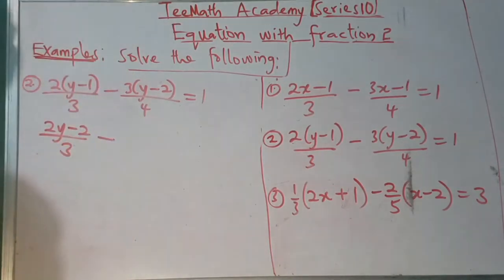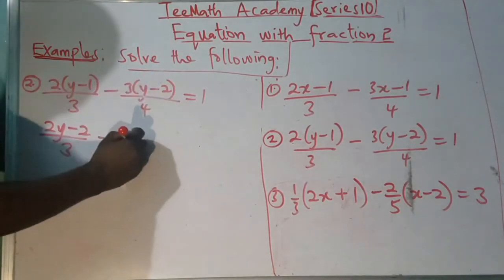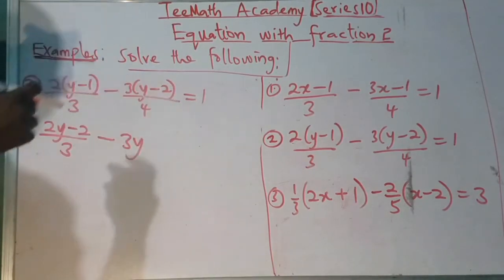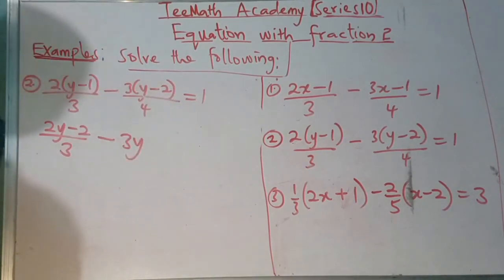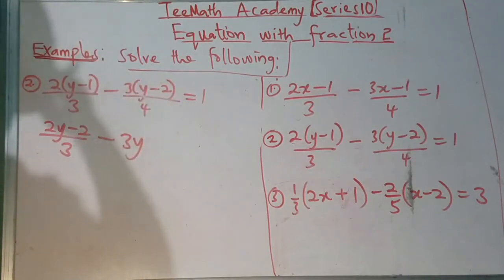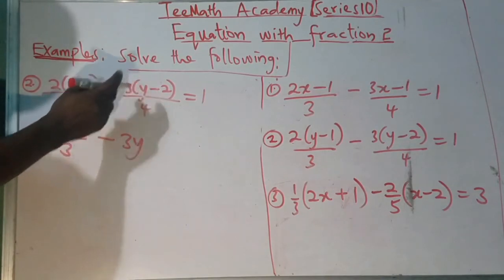Minus. Now some students will say 3 times y, that is 3y. Now some will say minus 3 times minus 2 here, which is wrong. This is not where to use minus 3 times. In fact, it's not even minus 3. This is just the sign that joins the two of them. This 3 is still positive here.